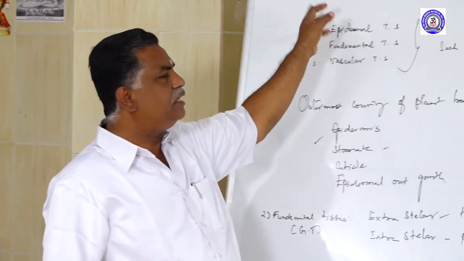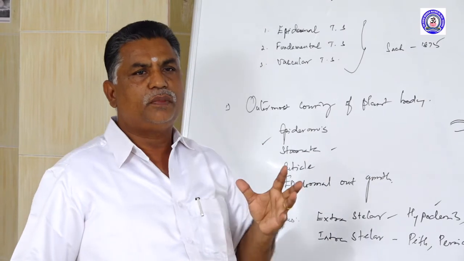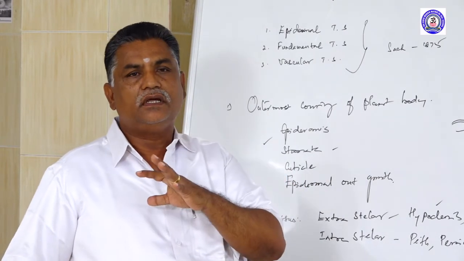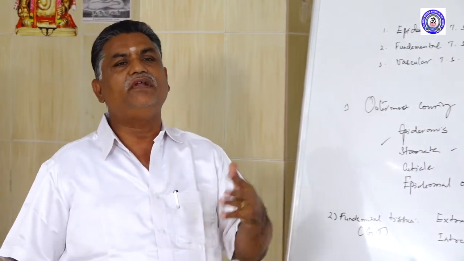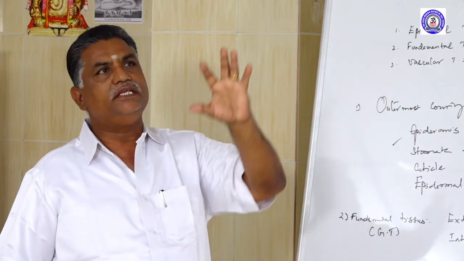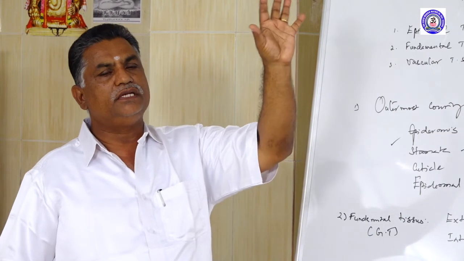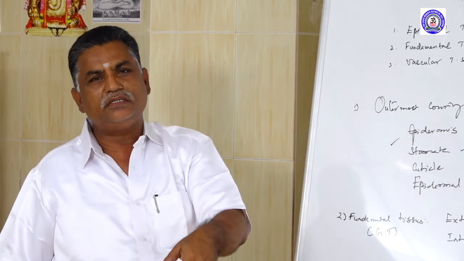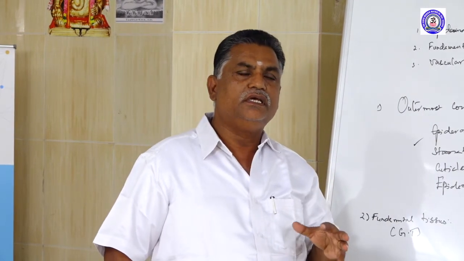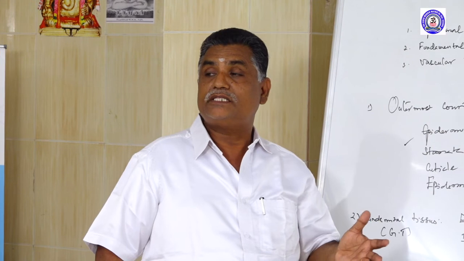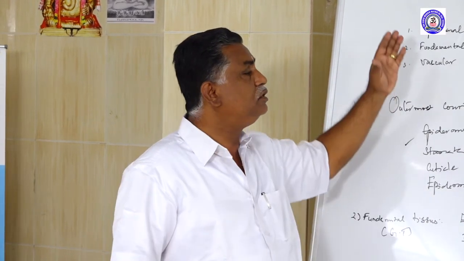What is a tissue system? There is a definition for that according to Sachs: a group of tissues performing similar function in different parts of the plant body. For example, the epidermal tissue system, wherever it is, its function is one. Whether it is found in stem or root, it gives a protective function. In that way, a group of tissues performing similar function irrespective of their position in the plant body is called a tissue system.